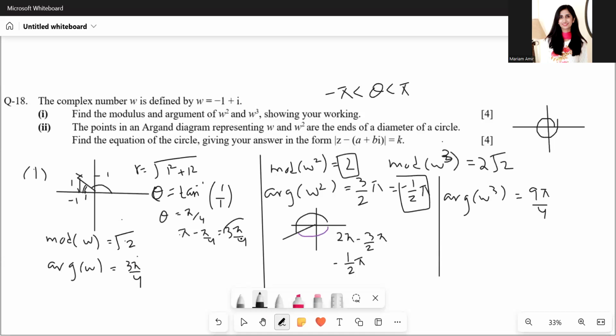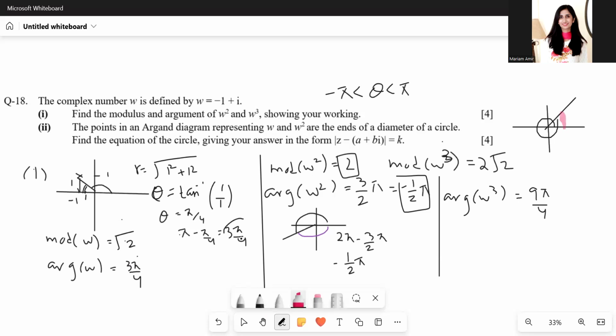It takes a full round trip and then it goes like this. Okay, but we are only interested in this. We're going to write this angle only. So we'll do our angle minus 360 degrees, but since it's in radians, we're going to do 9 pi over 4 minus 2 pi. So it's 1 by 4 pi. So this is the modulus of W cubed and this is the argument of W cubed.